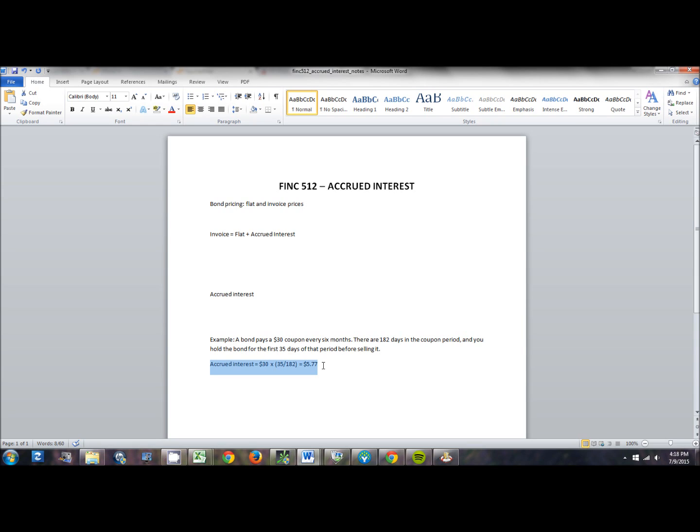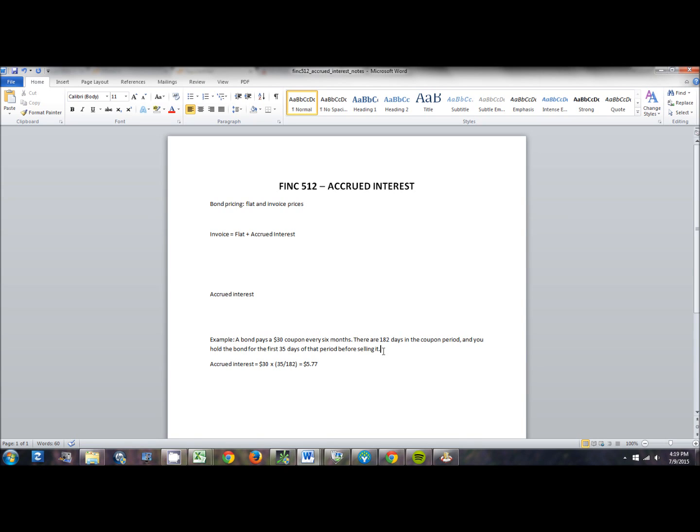Now suppose this bond's quote was 960. You look online or in the newspaper, and this bond that you own is worth $960. That is the flat price. But when you go to sell that bond, you're going to be able to collect both the flat price plus the accrued interest that you rightfully deserve, having taken on the risk of that bond for 35 of the 182 days in that coupon period. So the invoice price associated with that bond is going to be $960 plus $5.77, for a total of $965.77.